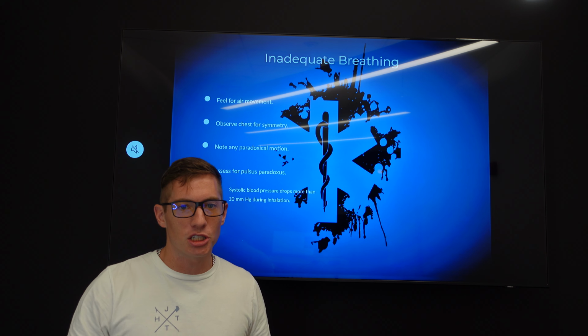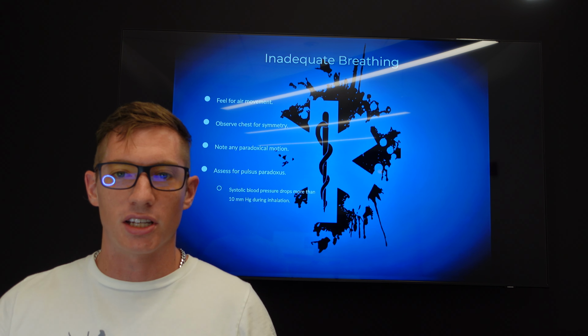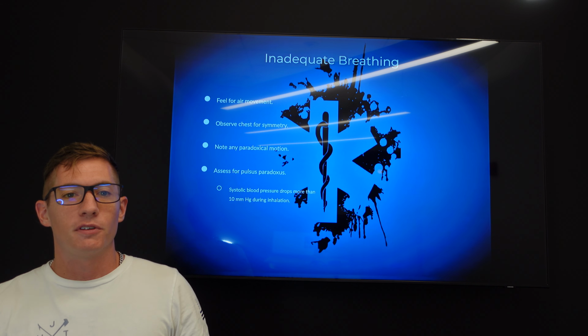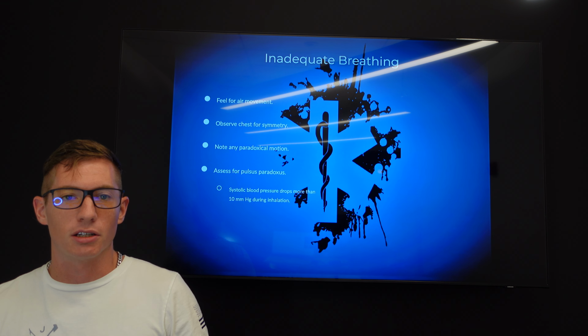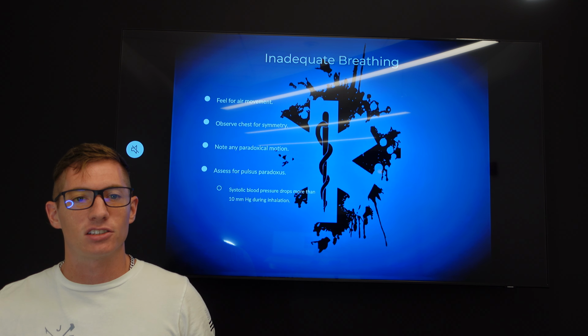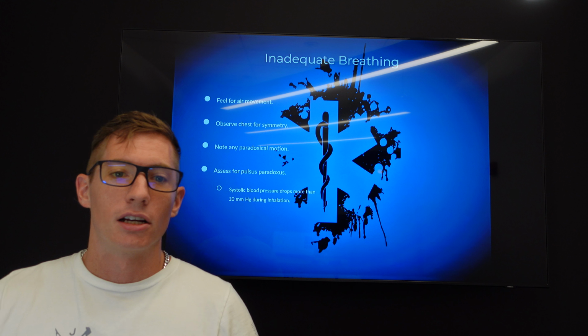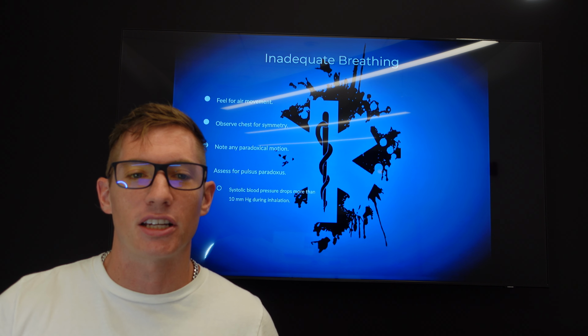When assessing a patient with respiratory distress, consider the possible reduced oxygen levels in external environments. Feel for air movements in the nose and mouth. Observe the chest for symmetry. Note any paradoxical motion, opposite motions of the chest, and assess for pulsus paradoxus. Clinical finding in which systolic blood pressure drops more than 10 millimeters Hg during inhalation.